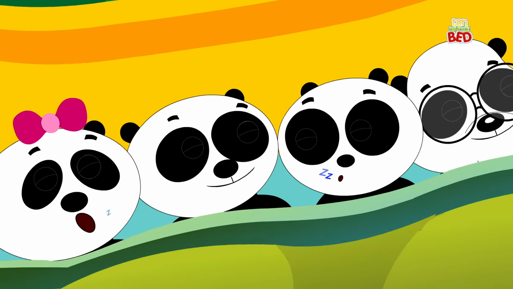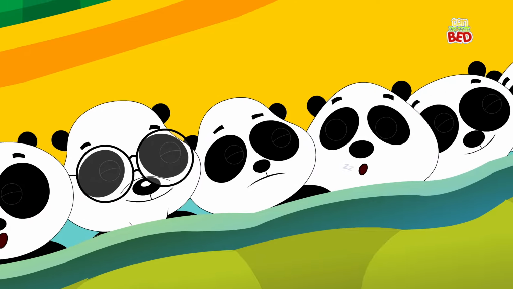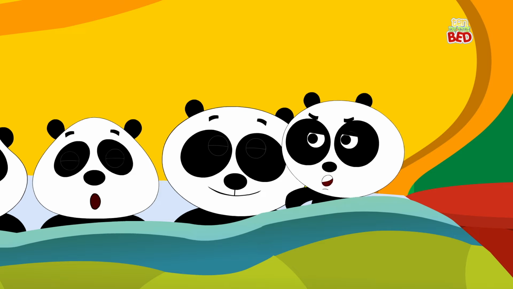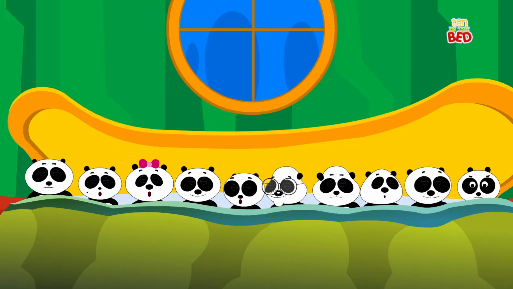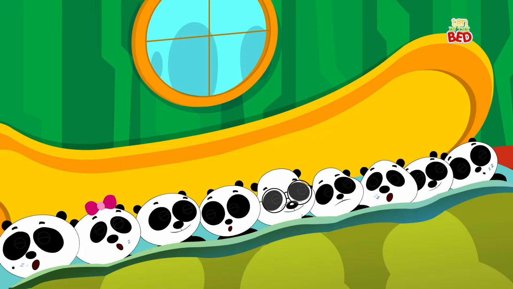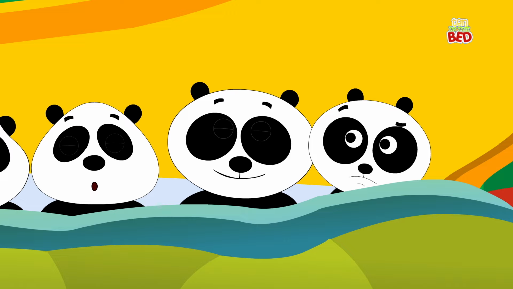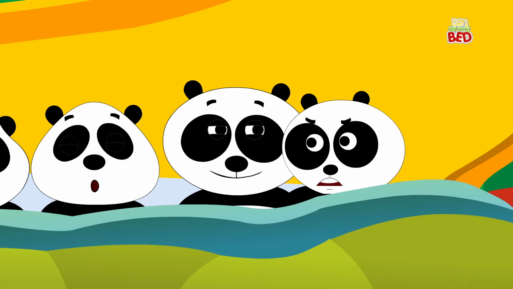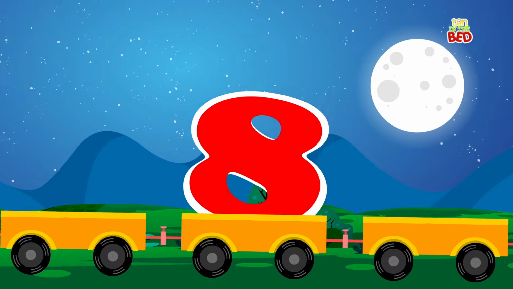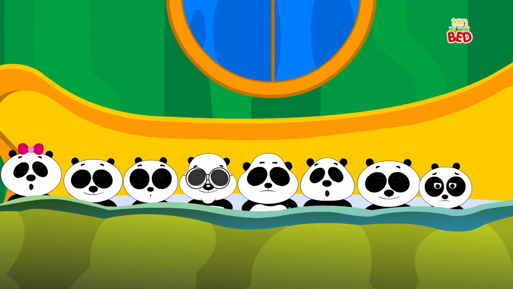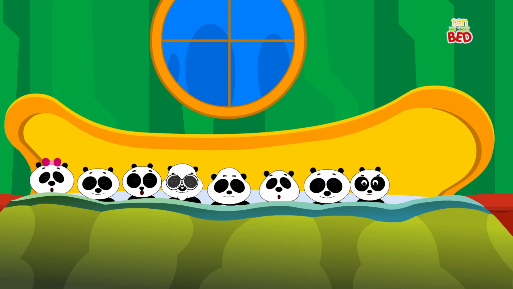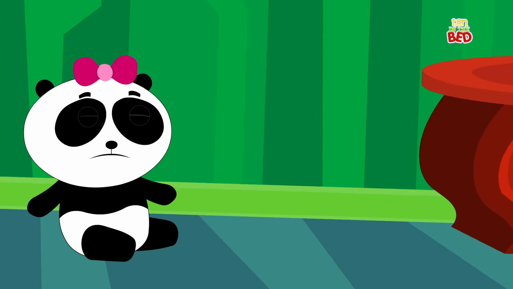There were ten in the bed, and the little one said, roll over, roll over. So they all rolled over, and one fell out. Nine, nine. There were nine in the bed, and the little one said, roll over, roll over. So they all rolled over, and one fell out. Eight, eight. There were eight in the bed, and the little one said, roll over, roll over. So they all rolled over, and one fell out.